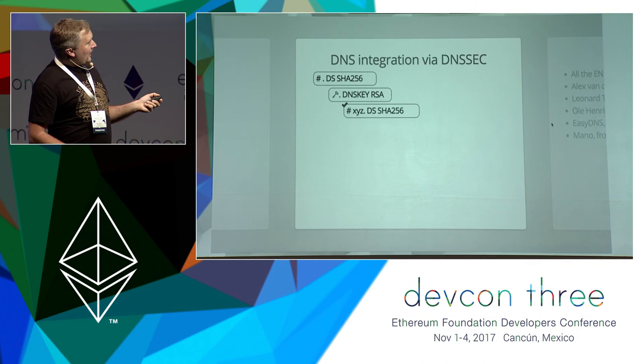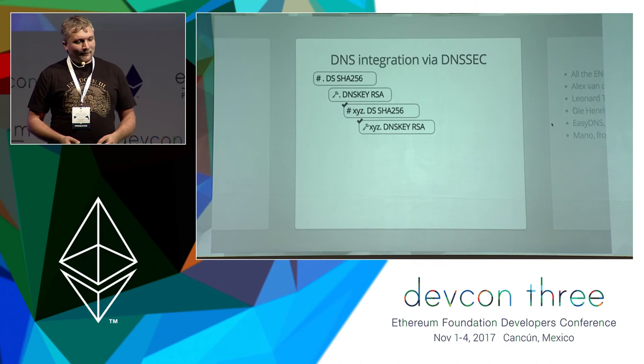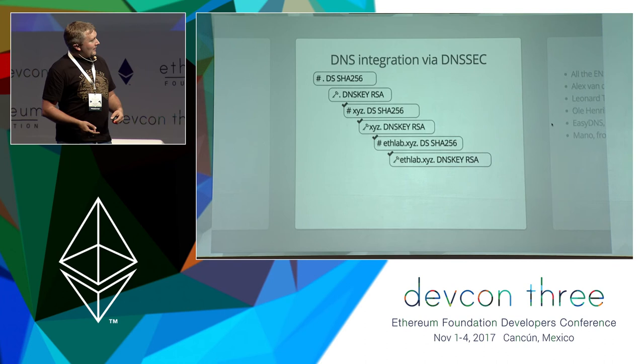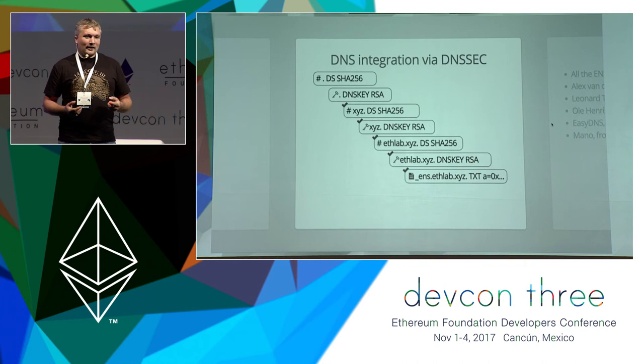So in this case, it's the hash of the root key for the XYZ top-level domain. And given that, then we can recognize the key, and so on and so forth. So next, we can recognize the key for ethlab.xyz. Given that, we can recognize the hash for the key, and then the key itself. And finally, we can validate a signed text record containing an Ethereum address.